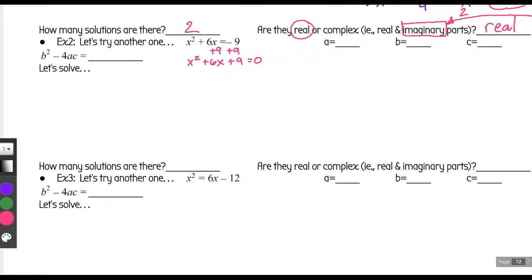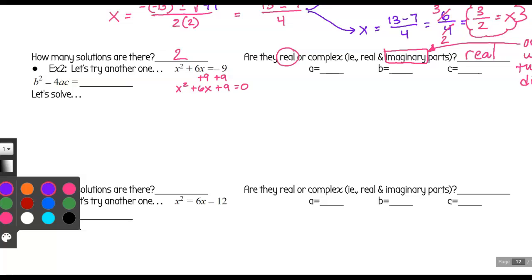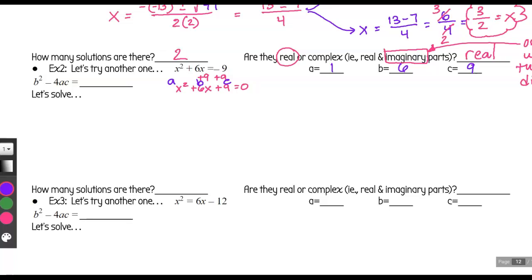You guys try to find the solutions here. Go ahead. What was your A value on this problem? What was in front of the x squared? If there's nothing, there's an invisible what? 1. What was your b value, Josue? 6. And what's your c value, Mark? 9.